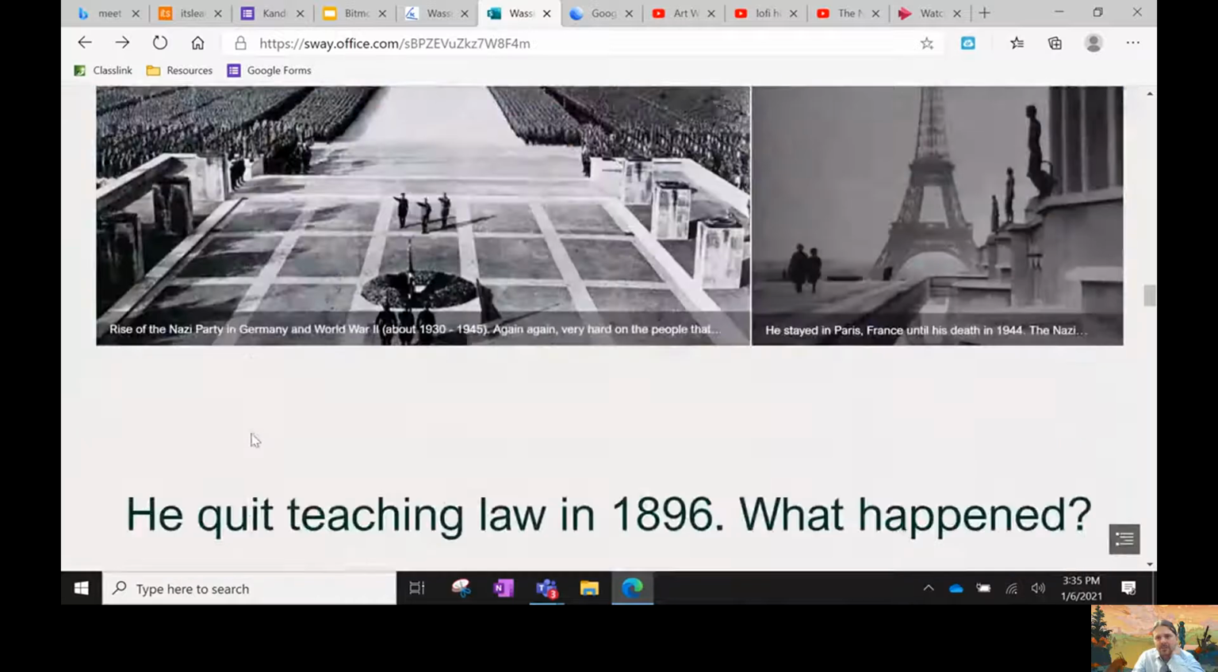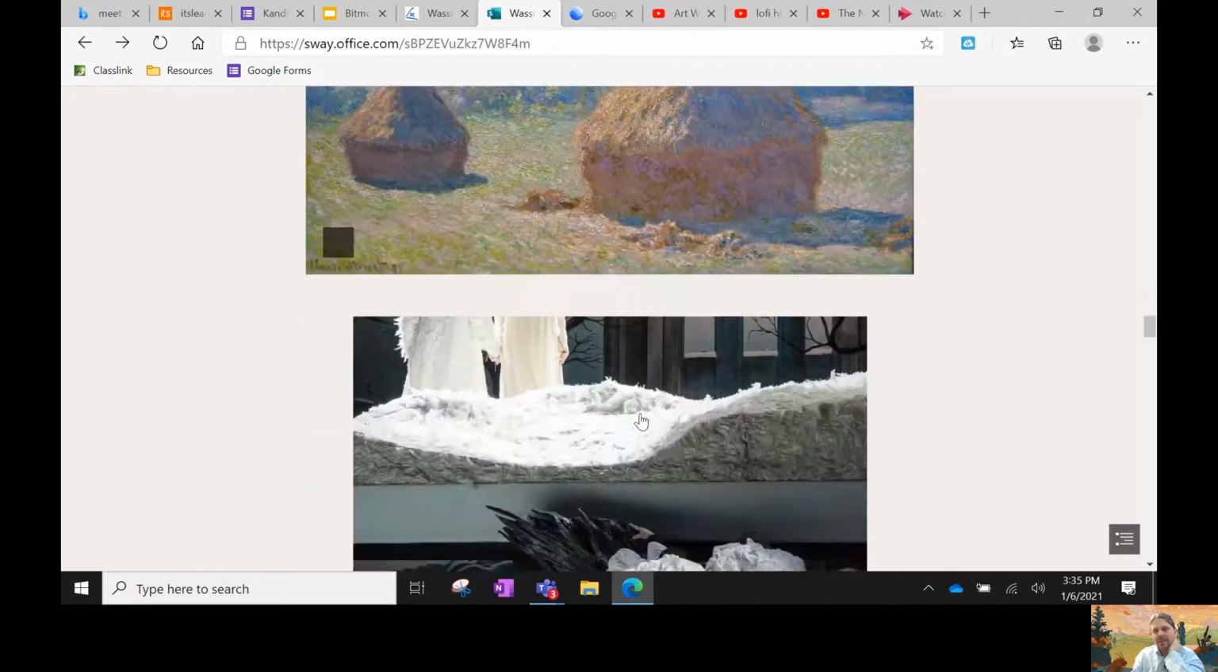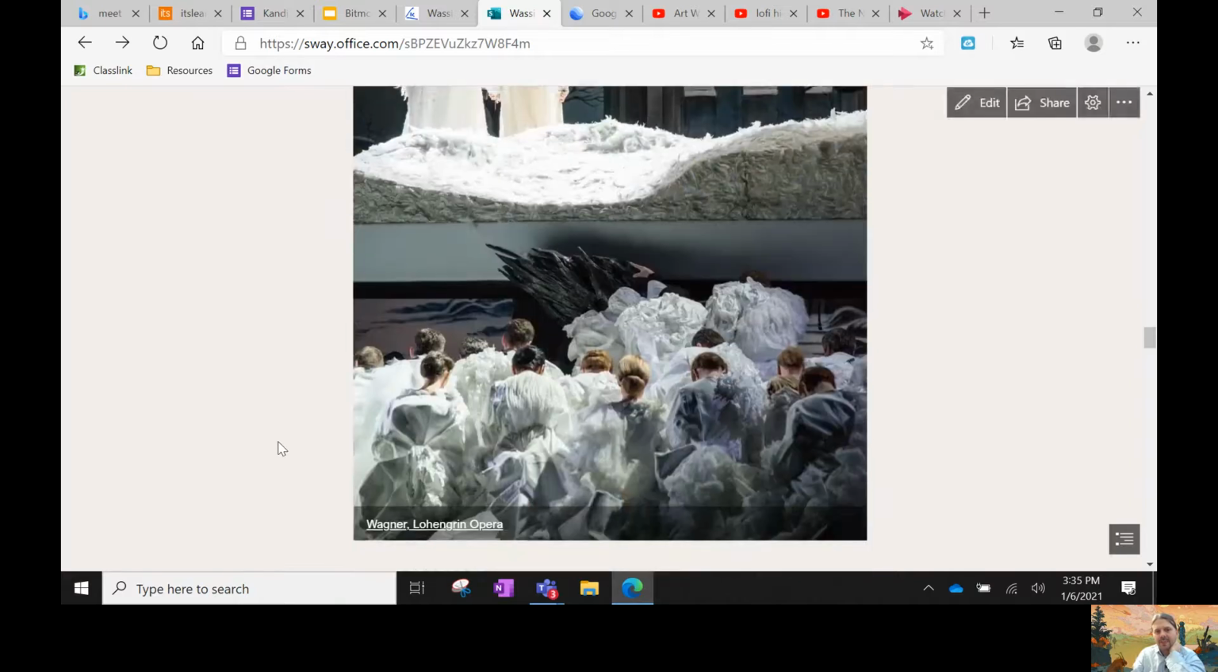Let's look at this. This is a painting that he liked a lot. He looked at this one. He didn't paint it, and it got him really thinking about what pictures to make. And this is about an opera or a musical play that he watched.